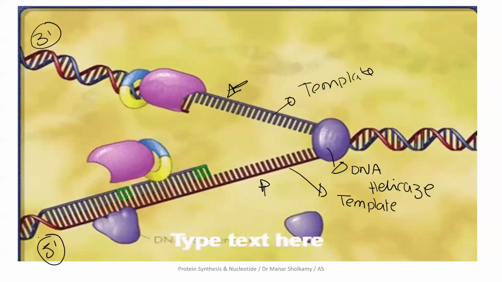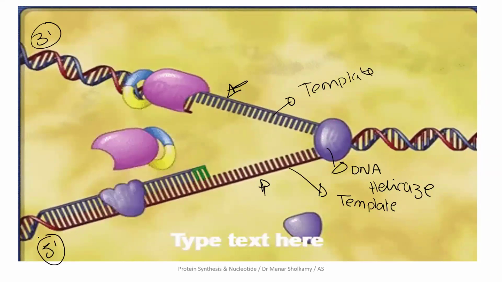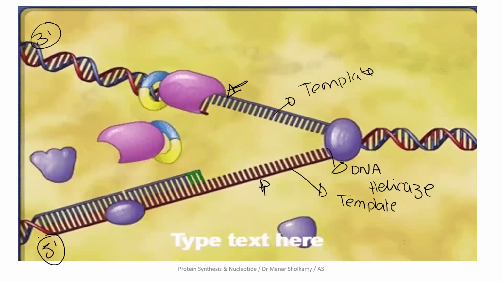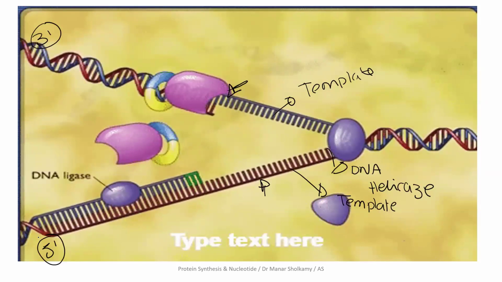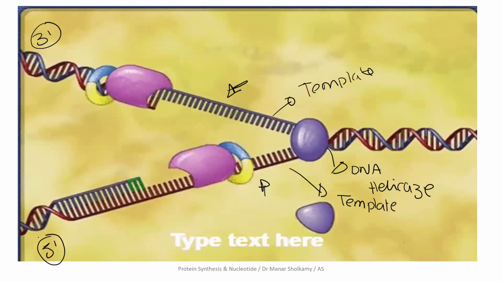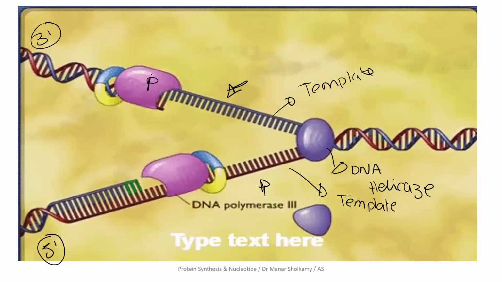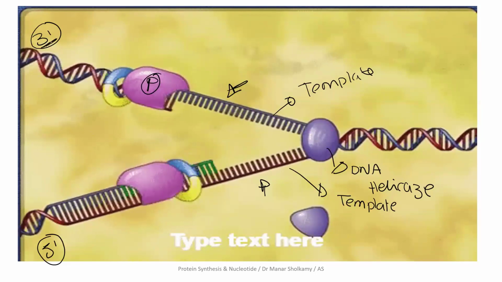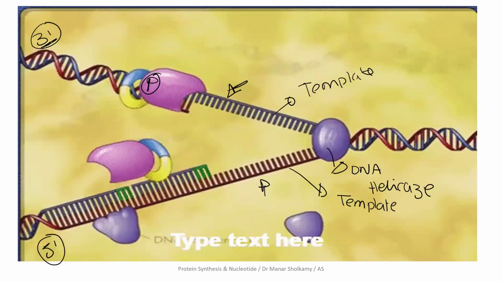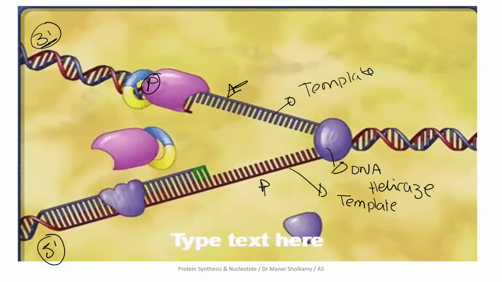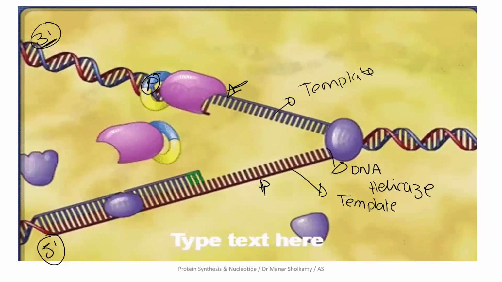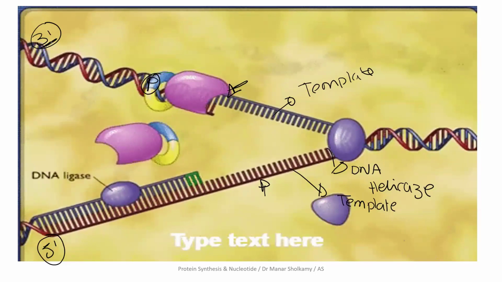The DNA polymerase cannot bind to both strands at the same time. It will bind to one of them. Which strand will the DNA polymerase bind to? The 3' or the 5'? 3'. Very good. The DNA polymerase, this is the DNA polymerase. It will bind to the 3' strand and build the new complementary strand in an anti-parallel direction. So it will bind to the 3' strand to build the new strand from 5' to 3'.